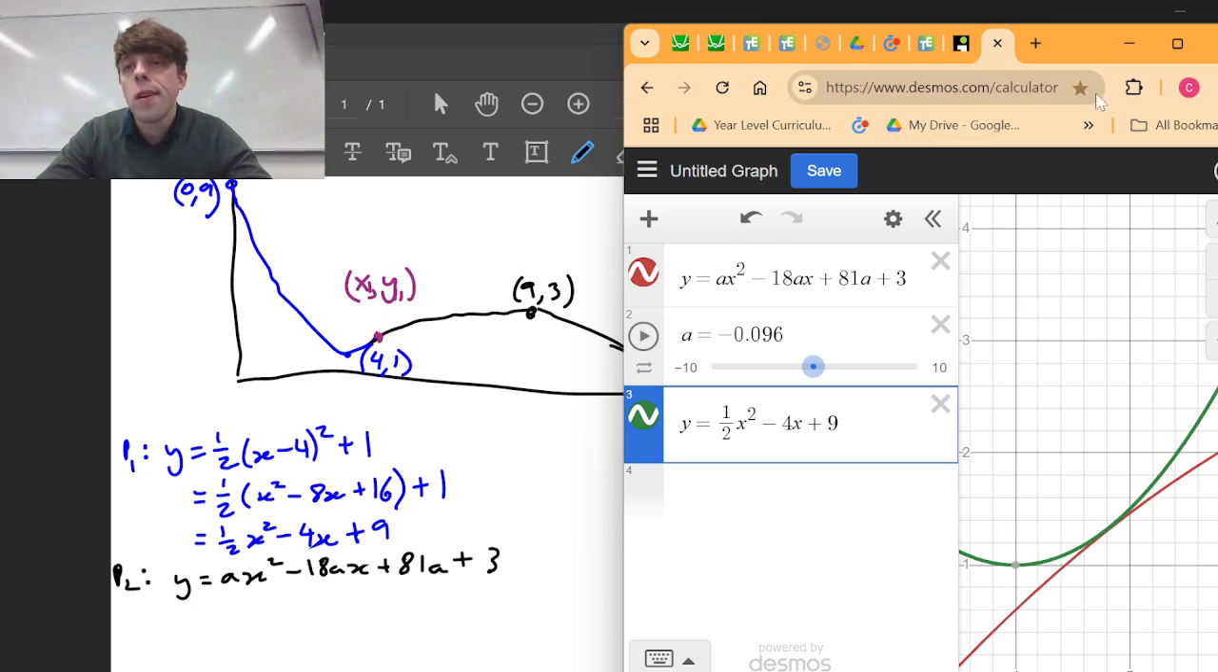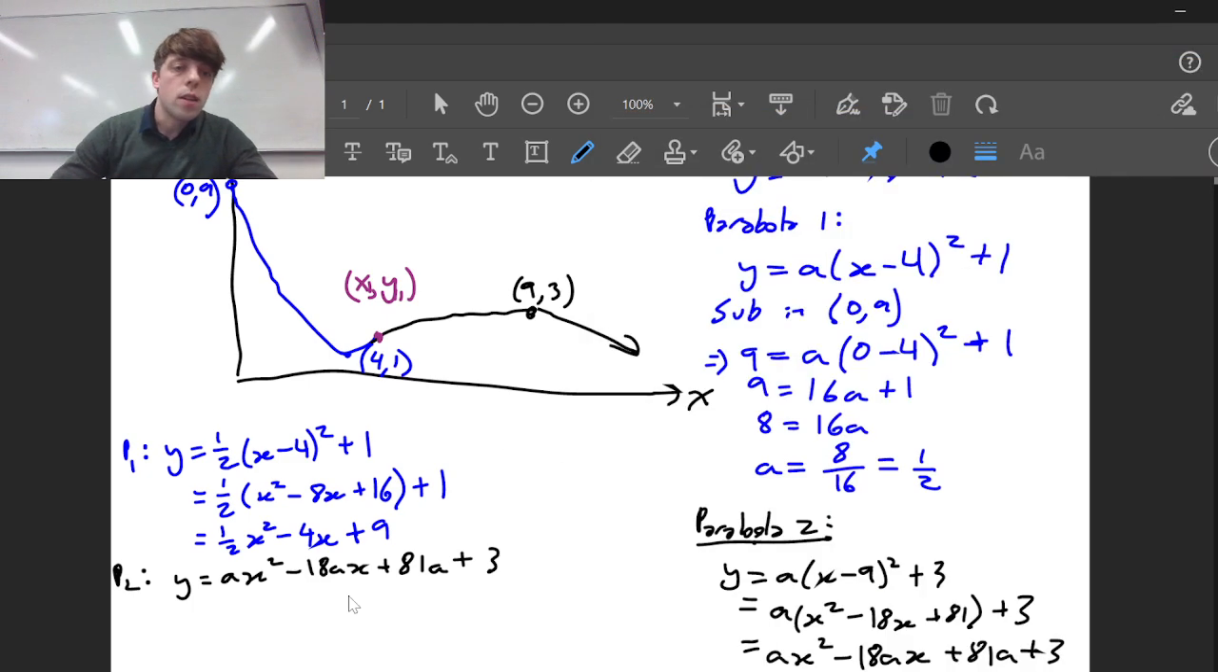So how do we go about doing that? Well, what we need to ask ourselves is, what do we know about this point here? Well, this purple point, x1, y1, we know that at that point, the two parabolas have the same y value. So let me write this in purple.